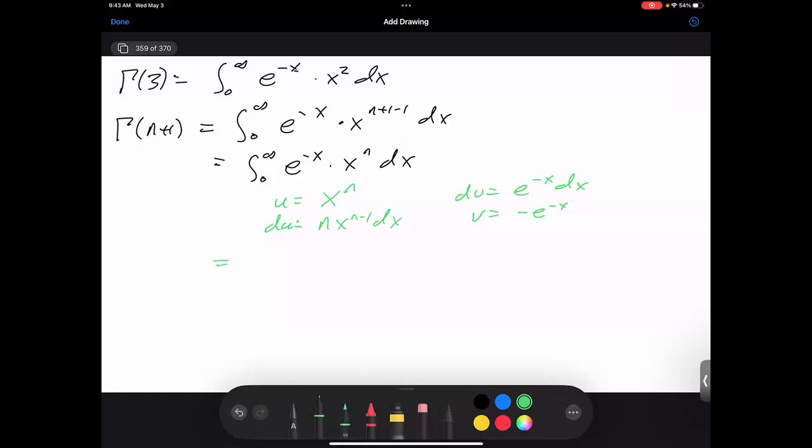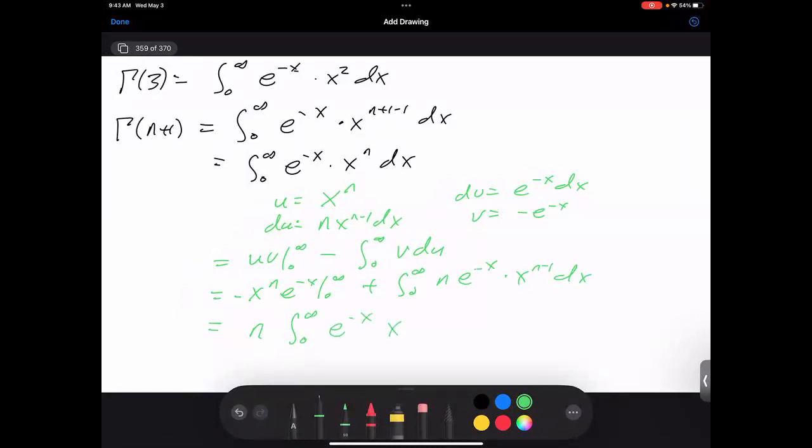So we're going to get uv at 0 infinity minus the integral from 0 to infinity of v du. So uv is going to be x to the n negative e to the negative x at 0 infinity plus the integral from 0 to infinity of v du. So that's going to be n e to the negative x times x to the n minus 1 dx. The boundary term is just 0. We pull out the n and we get the integral from 0 to infinity of e to the negative x times x to the n minus 1 dx. Can anybody recognize what that integral is?